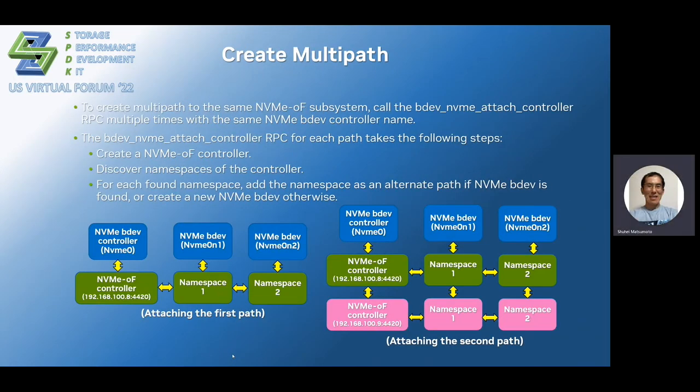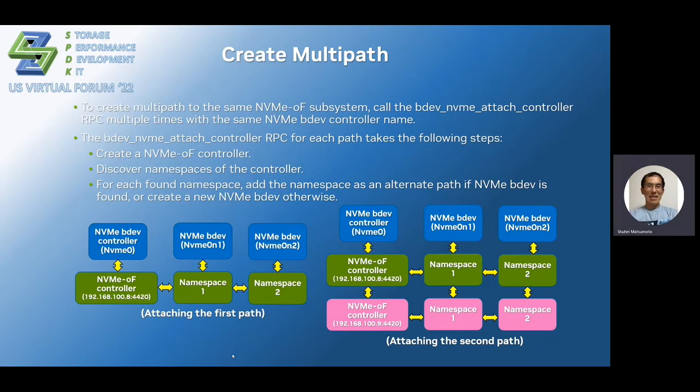In this page, I talk about how to create multipath configuration. A user can establish connections on multiple independent paths to the same subsystem for bdevs by calling the bdev NVMe attach controller RPC multiple times with the same bdev controller name. Additionally, the multipath parameter for the RPC must be set to multipath when connecting the second or later paths.